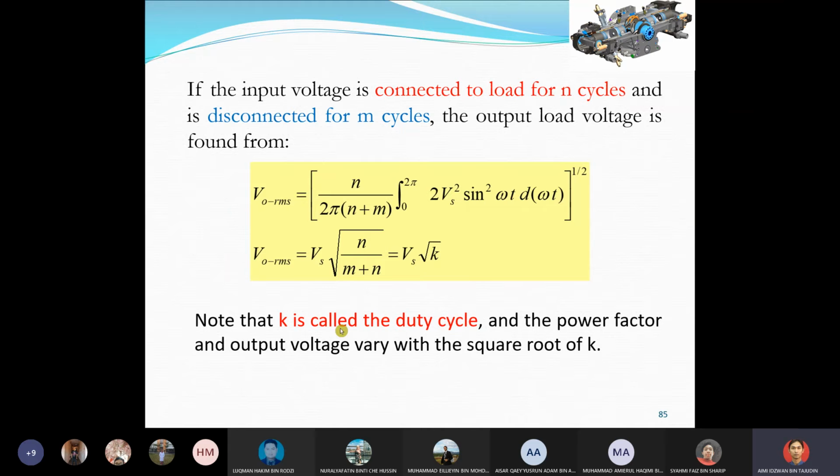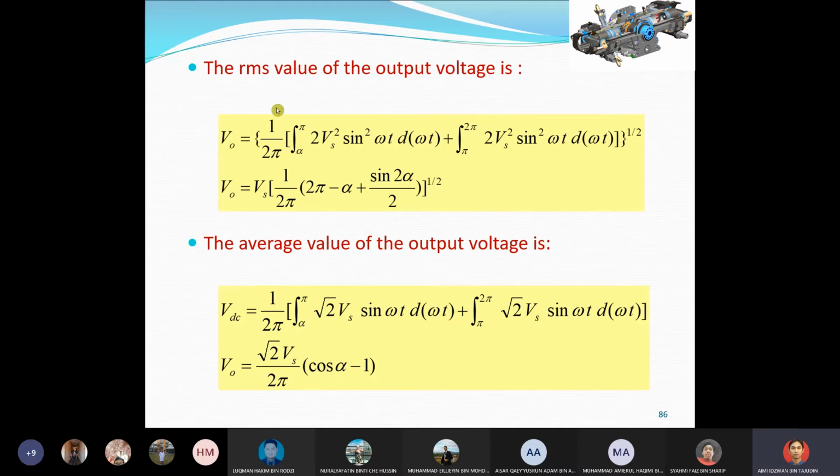Okay, note that K is called the duty cycle and the power factor and the output voltage varies with the square root of K. So power factor pun dia akan berubah, okay, bergantung kepada nilai K. So duty cycle. Okay, so dia macam kita bagi banyak and then kita tak fully utilize, power factor must be low. Okay, so this is the equation of the average of the output voltage RMS, and then this is the average.